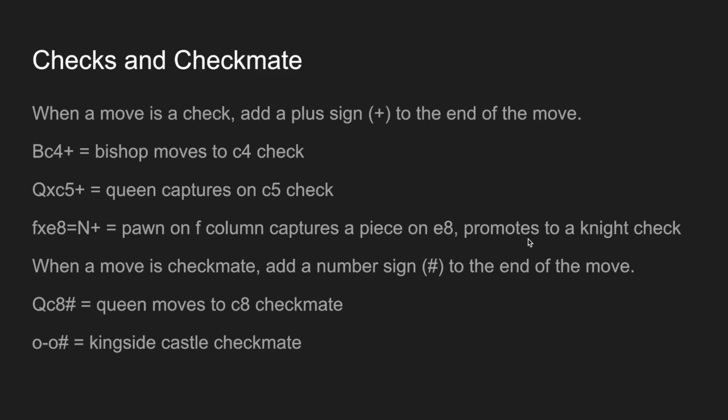And when a move is checkmate, we add a number sign at the end of the move. QC8 number sign means queen moves to C8 and delivers checkmate. And this means short castle checkmate.